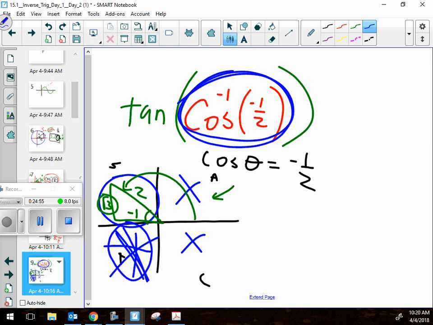We'd give tangent of that angle. And so really we just have to do tangent now with this triangle. I've already got it drawn, so it's tangent. TOA, opposite over adjacent. So it'd be root 3 over negative 1. Do you get what just happened there? I just did the inside first, and then I did the tangent of what was left.